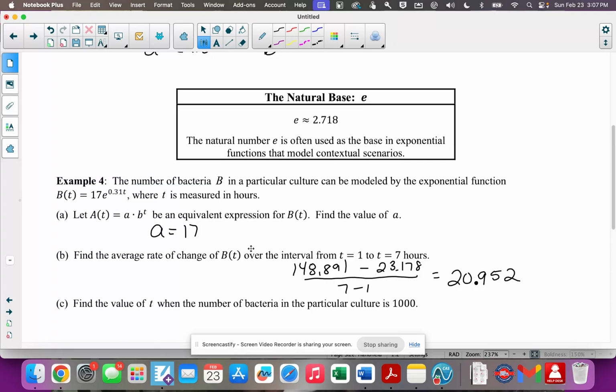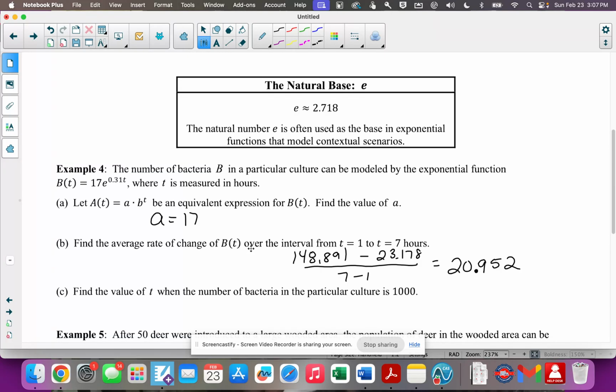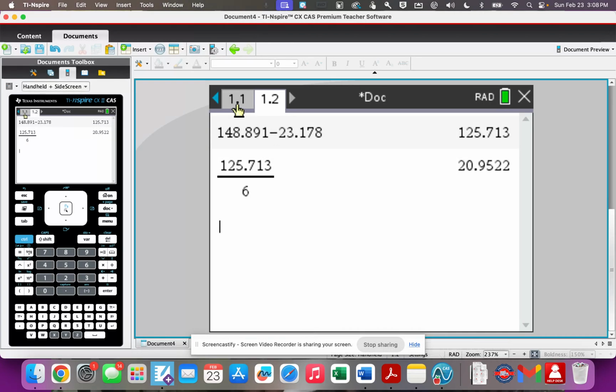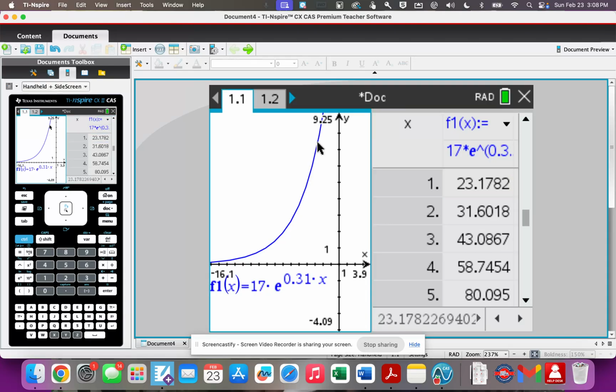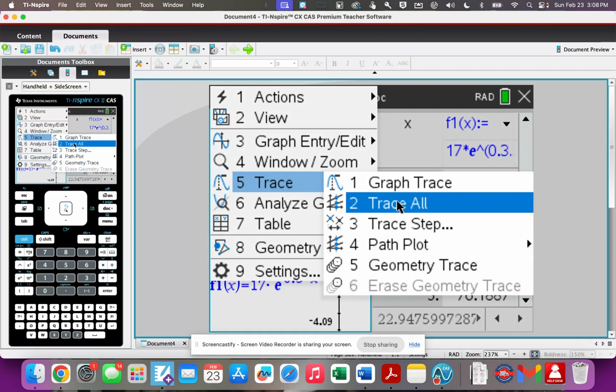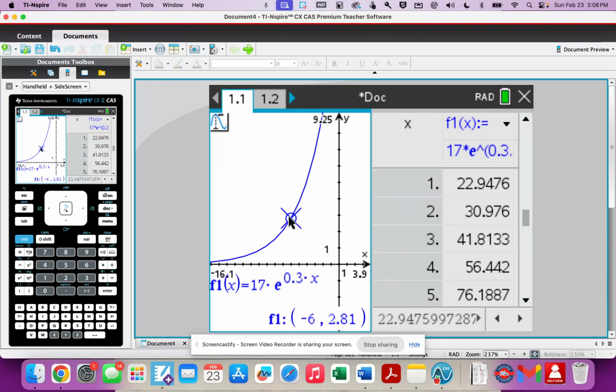Okay, so find the value of T when the number of bacteria in the particular culture is 1,000. So we're looking for a time when the bacteria culture gets to 1,000. And again, going straight back to the calculator, straight back to the graph. Remember that we can trace points on there. We just have to hit menu and trace, graph trace.